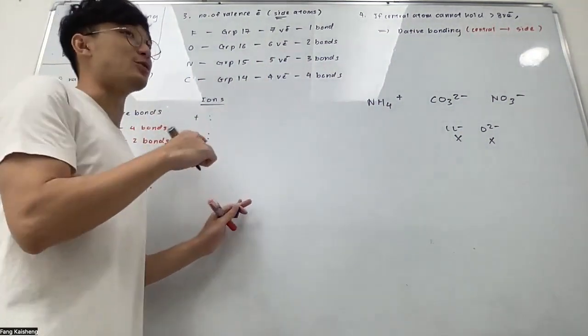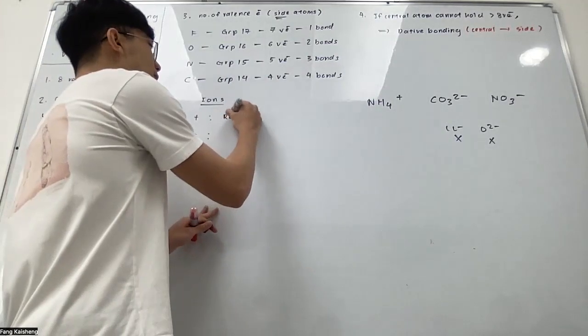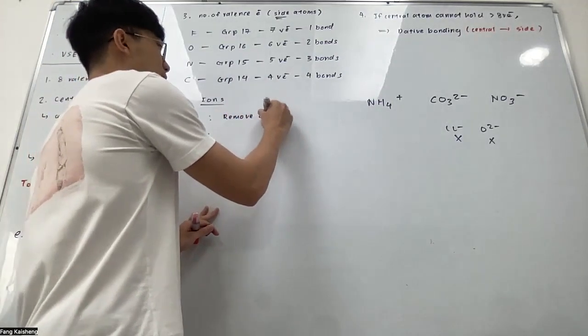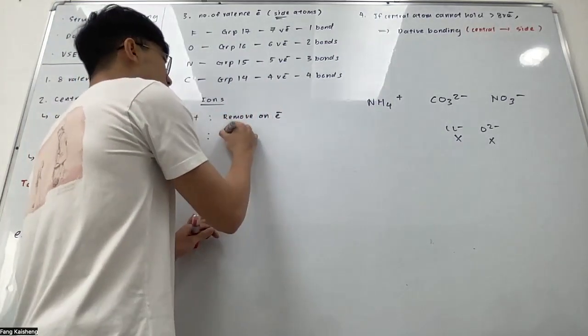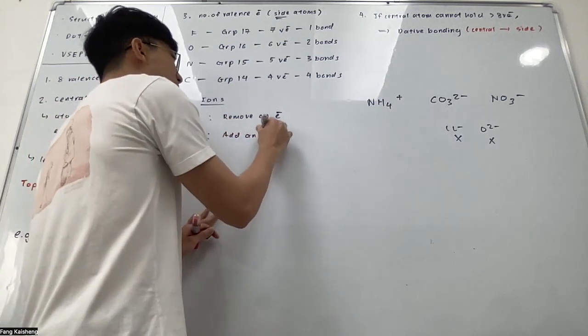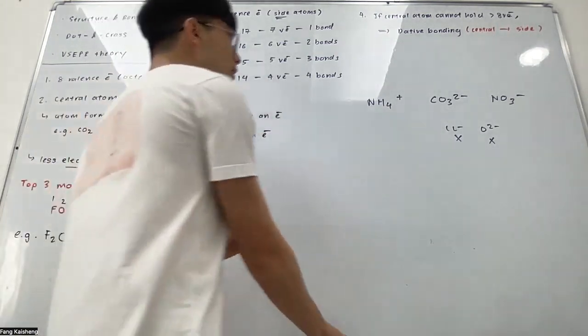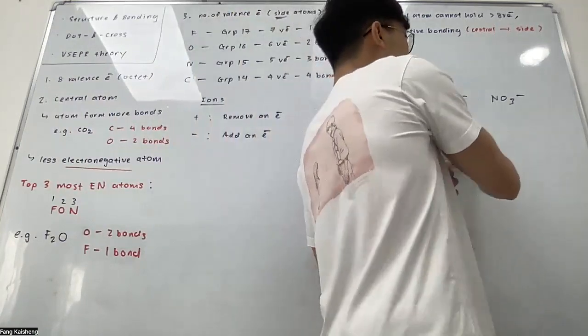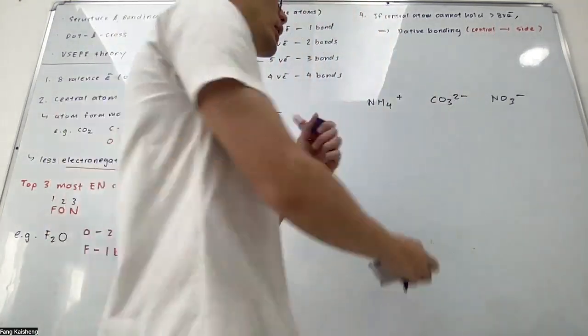A cation must have fewer electrons, right? So you must remove an electron. That's very logical. When there's a negative charge, that means you have extra electrons, so you add an electron. However, we have multiple atoms to consider. It's not just a singular atom.